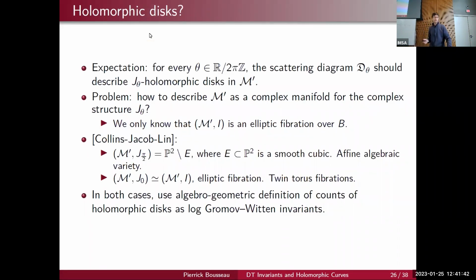Now my goal is to describe the holomorphic curve side. So I'm supposed to say something about J theta holomorphic curves in this torus fibration M or M prime. And here, if I want to do that in some kind of explicit way, the first problem I have is to describe this M prime. Okay, I want to count holomorphic curves in it, so I would like to know it relatively explicitly for the relevant complex structure.